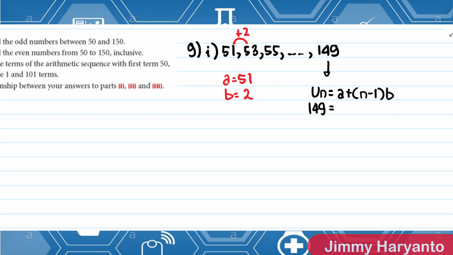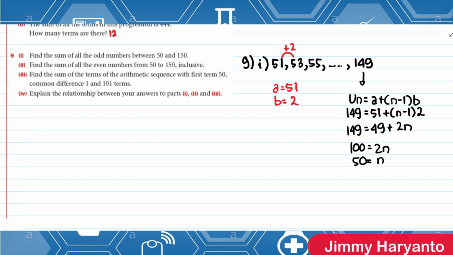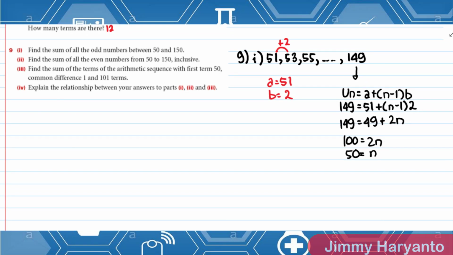149 equals a is 51, plus we don't know the n yet, and then d is 2. And then 149 equals 51 minus 2, equals 49, plus 2n. And then 100 equals 2n, n equals 50. After I get n equals 50, the question wants us to find the sum. The sum, that means you have to find the sum of 50 terms.